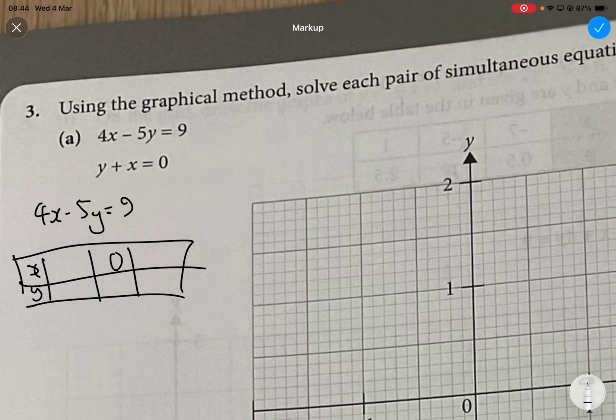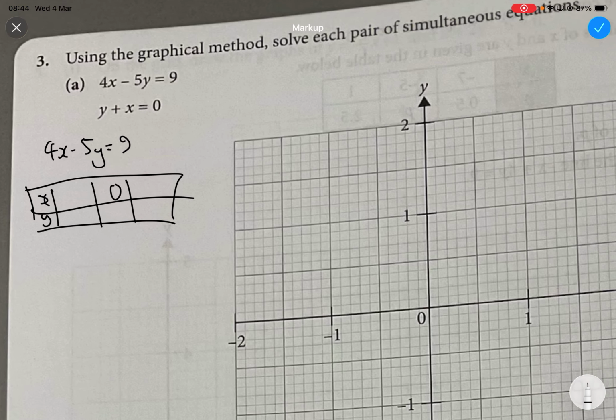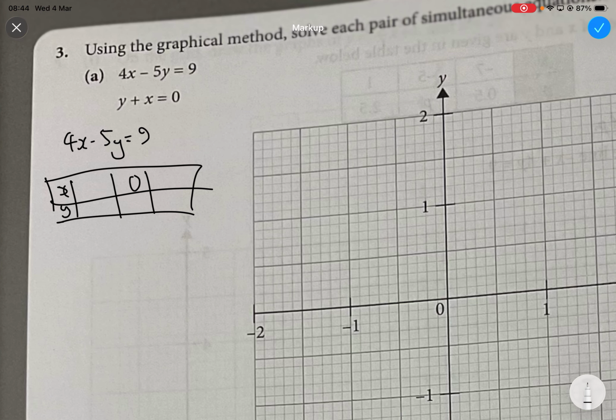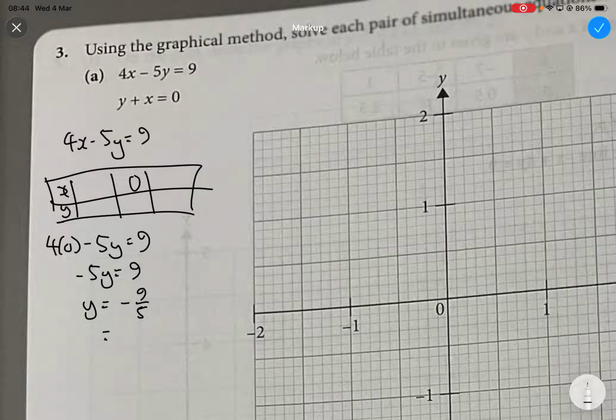Okay, the values we substitute are not nice numbers. But never mind. Then you try to find the nearest point. So for example, if I put 0, I will have 4 times 0 minus 5y equals to 9. Negative 5y equals to 9. Y equals to negative 9 over 5. If I press this inside the calculator, 9 over 5 is 1.8. Negative 1.8.